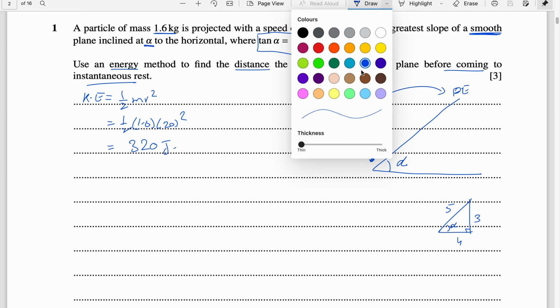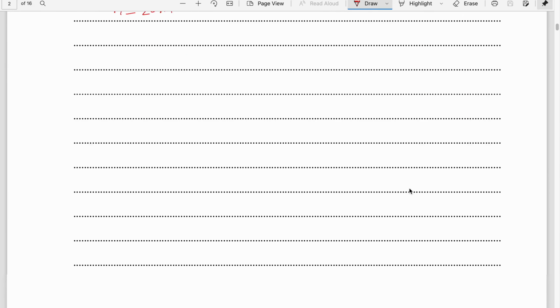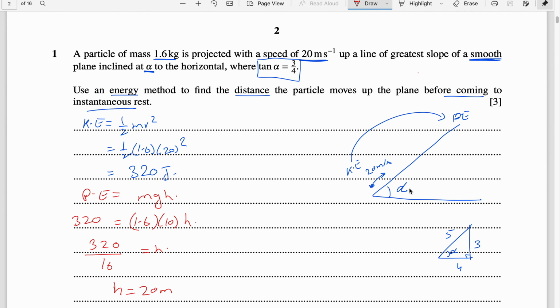So we go for potential energy. Potential energy is mgh. So 320 stays the same, mass is 1.6, gravity is 10, height is unknown. So 320 divided by 16, and the height comes out to be 20 meters. In the exam, please use all this space. I'm writing it here so I don't have to move up and down again and again.